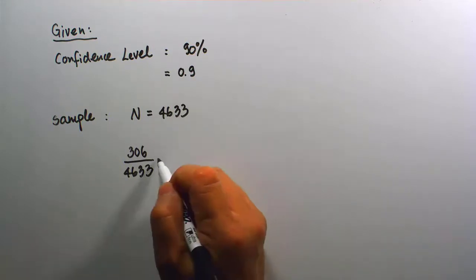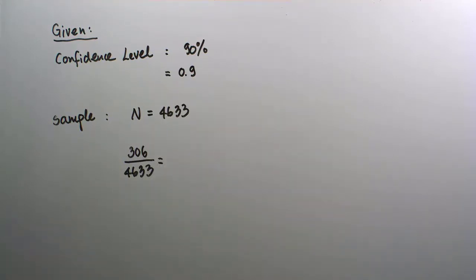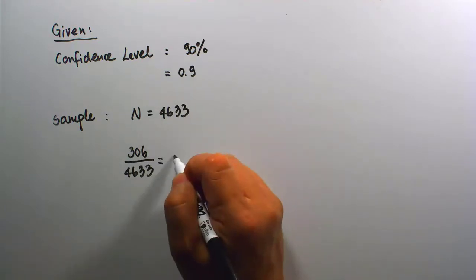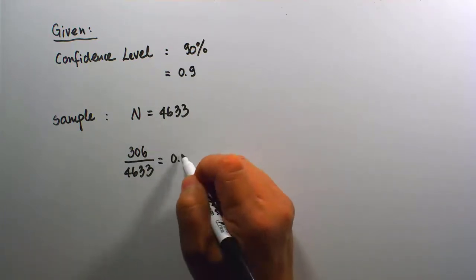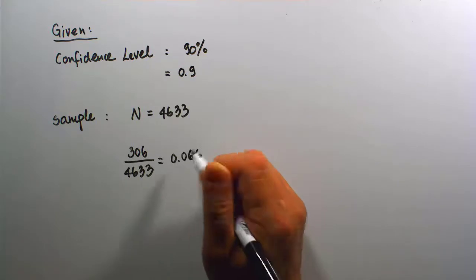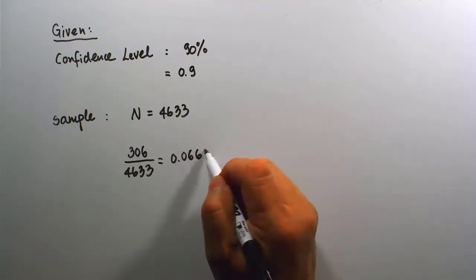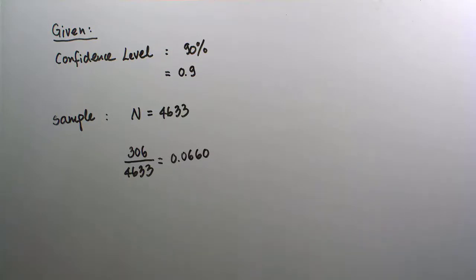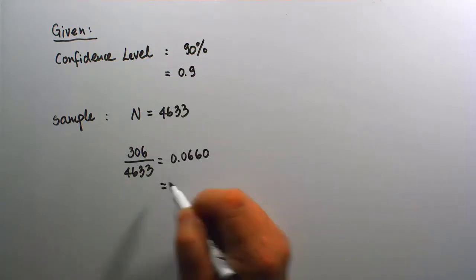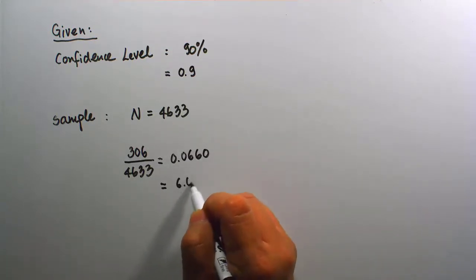And in 4 decimal places, it's 0.0660. And in that way, this is about 6.6%.